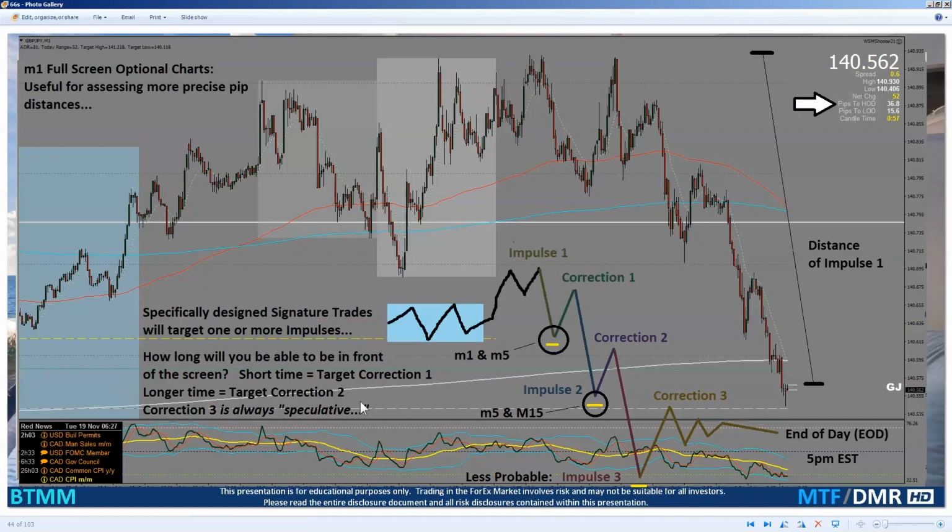Longer time, if you can sit in front of the screen longer, target correction 2, right? And in this case, correction 3 is always speculative. So I could have said the impulse. So really target impulse 1. I guess I said correction because the end of an impulse is a correction, right?